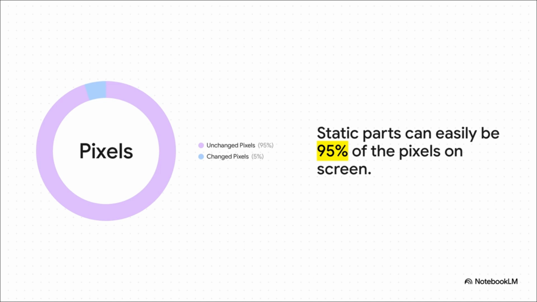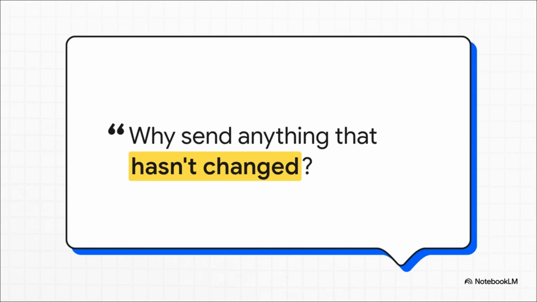So sending that same 95% of data over and over and over again, 30 times a second, that is just unbelievably wasteful. And to avoid all that waste, we use something called a video codec. The best way to think about a codec is that it's designed from the ground up to be lazy. Its entire job, its whole philosophy, is to look at the video and just keep asking itself one question. Why in the world would I do the work of sending anything that hasn't changed?